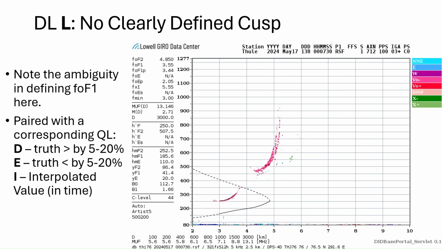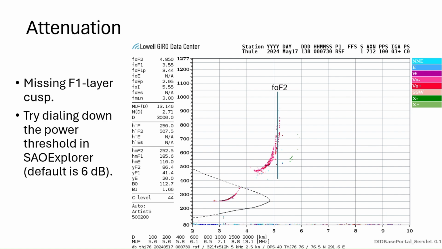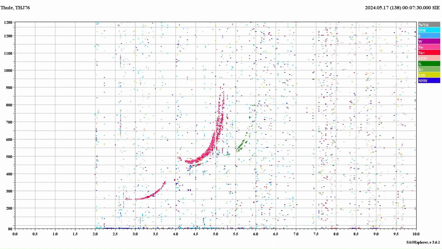Or we can try to actually estimate this rather than bothering with these qualifying letters, instead using either interpolation in time or inference using other information. In this particular case, foF2 is pretty easy to go for. There's a little bit of mode splitting here, but this left side of the trace is the dominant trace. One thing we can try is to just back off the power threshold like we were doing earlier today. Instead of leaving it at the default 6 dB, knock it down to 3 or 4 dB and see what comes out of that.